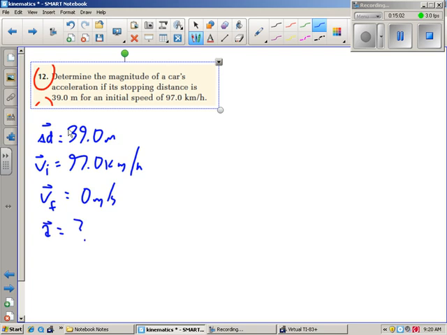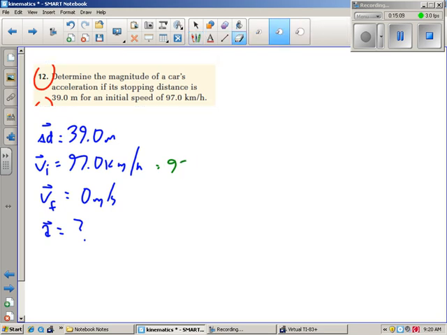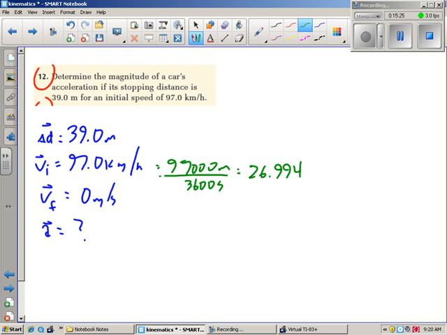Let's convert the kilometers per hour to meters per second. Okay, we're getting really good at this now. 97,000 meters divided by 3,600 seconds. That gives me what? 26.994444.